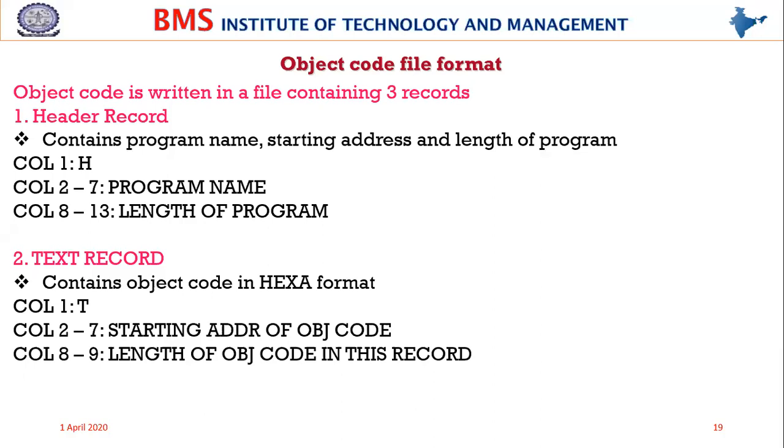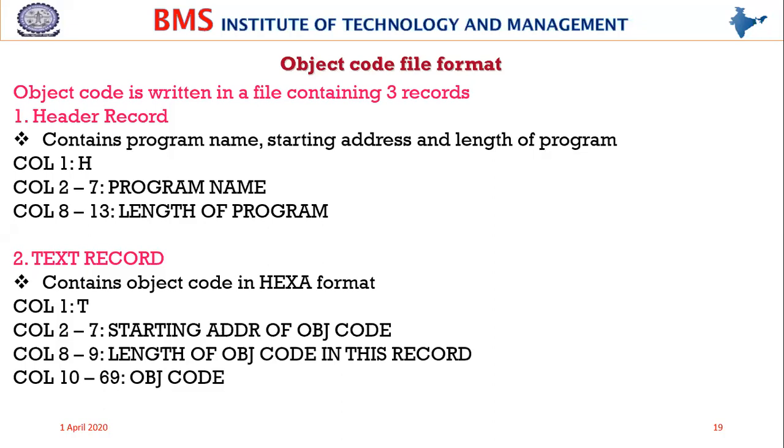But if the program is quite a bigger one, some hundreds of lines of code, then all the object code we cannot fit into a single text record. For that reason, we can use multiple text records. If we are using multiple text records, how much object code you are accommodating in each text record is supposed to be stored. For that reason, in column 8 to 9, we have the length of the object code in this particular record. But we don't get such a situation. We will not use such big programs. For that reason, one text record itself is quite enough.